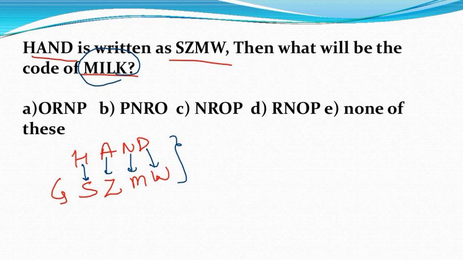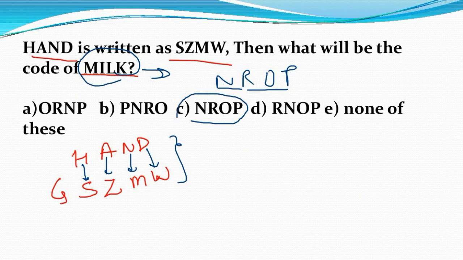We have to find the coding for milk. The opposite letter of M is N, the opposite letter of I is R, the opposite letter of L is O, and the opposite letter of K is P. NROP. It means option number C will be the correct answer for this question.